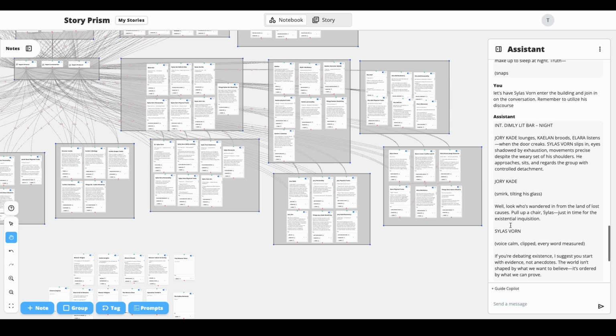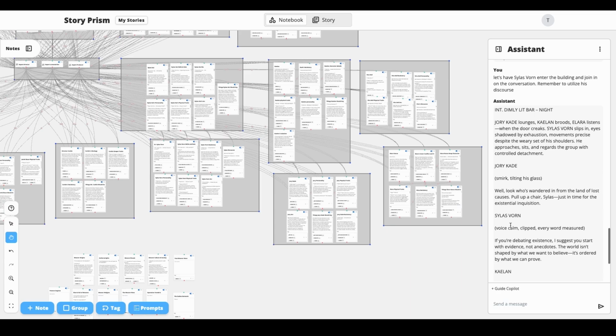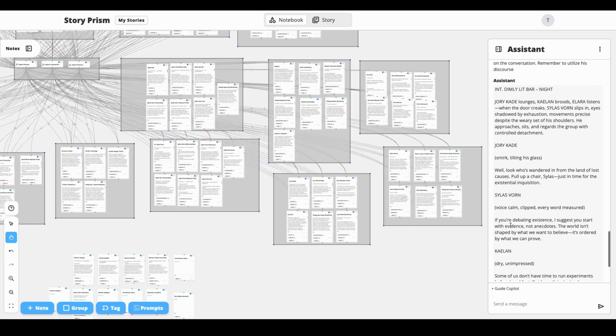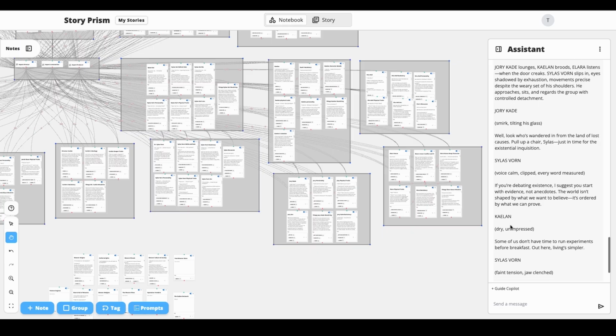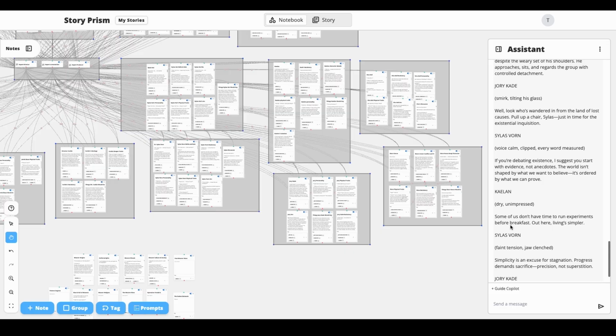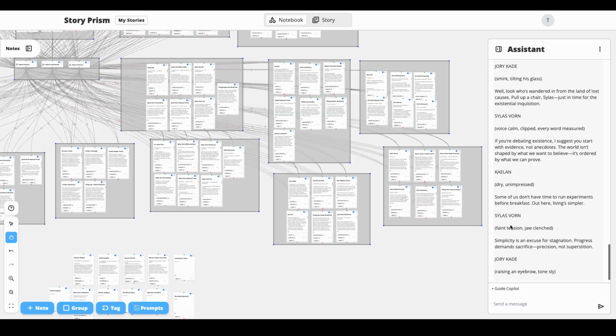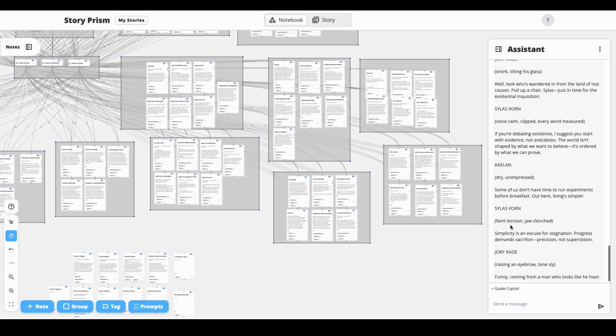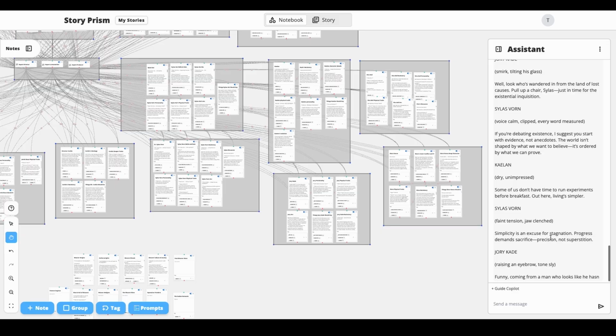Well, look who's wandered in from the land of lost causes. Pull up a chair, Silas, just in time for the existential question. Voice calm, clipped, every word measured. If you're debating existence, I suggest you start with evidence, not anecdotes. The world isn't shaped by what we want to believe. It's ordered by what we can prove. Some of us don't have time to run experiments before breakfast. Out here, living simpler. Simplicity is an excuse for stagnation. Progress demands sacrifice, precision, not superstition.